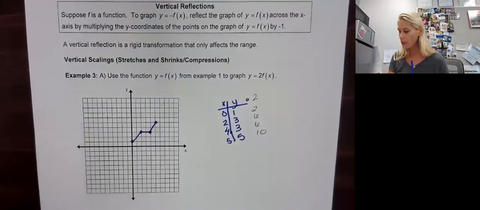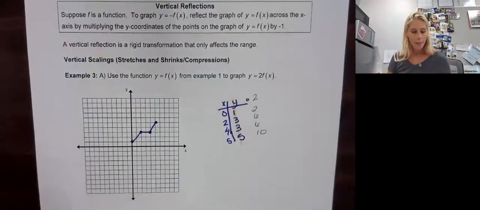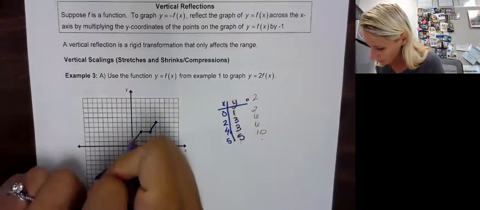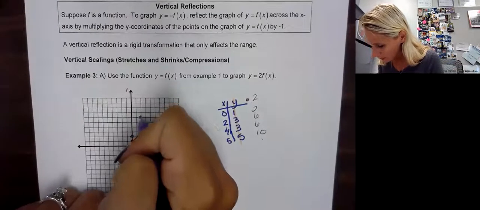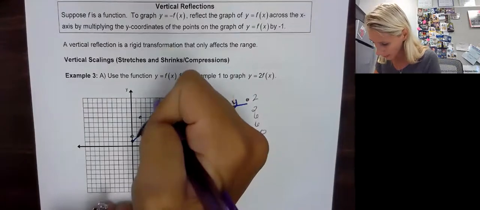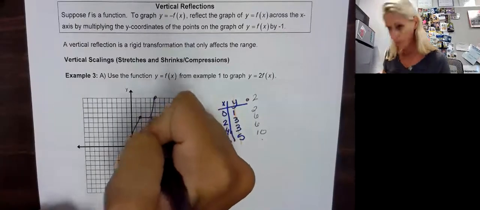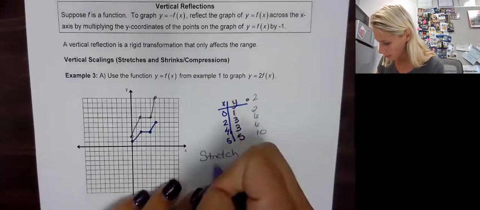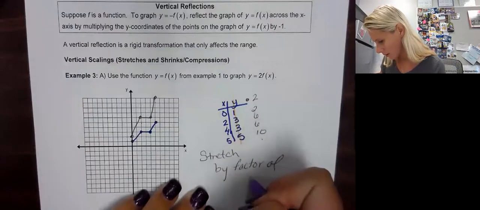Now what I like to do is when I change something, I then mark it out so I don't look at those numbers. Because now what I'm going to do for my transformation is plot these points right here. So 0, 2, 2, 6, 4, 6, and then 5, 10. And here we stretched it by a factor of 2.